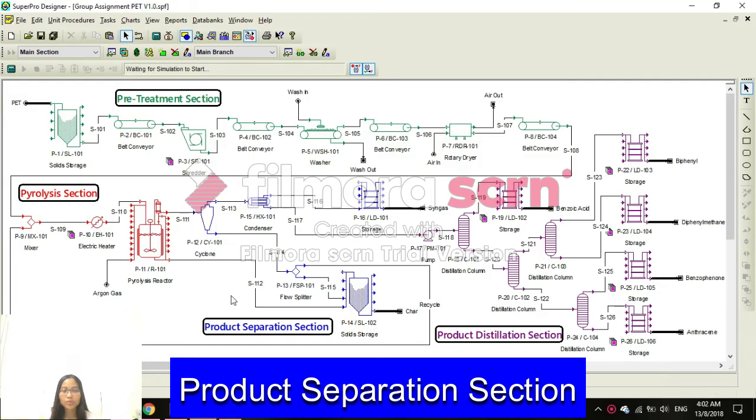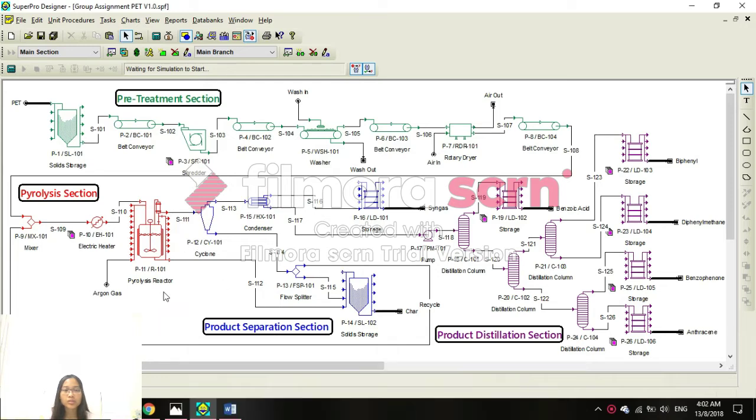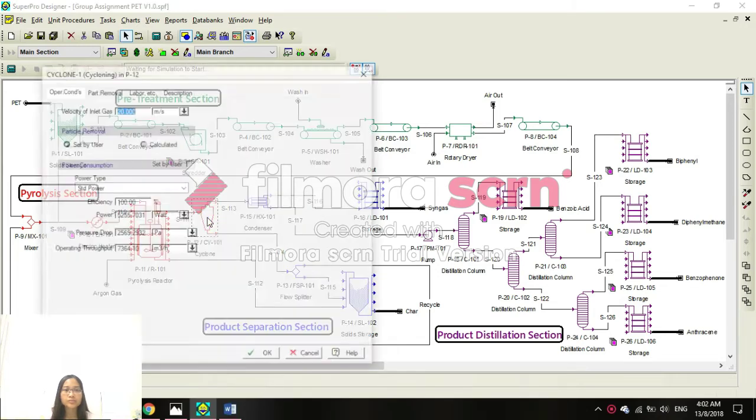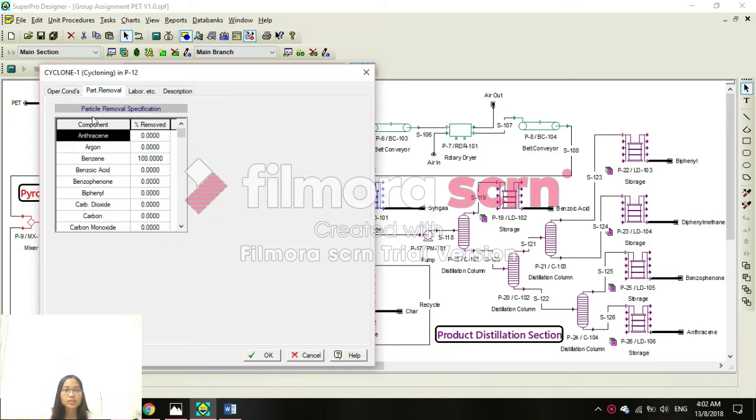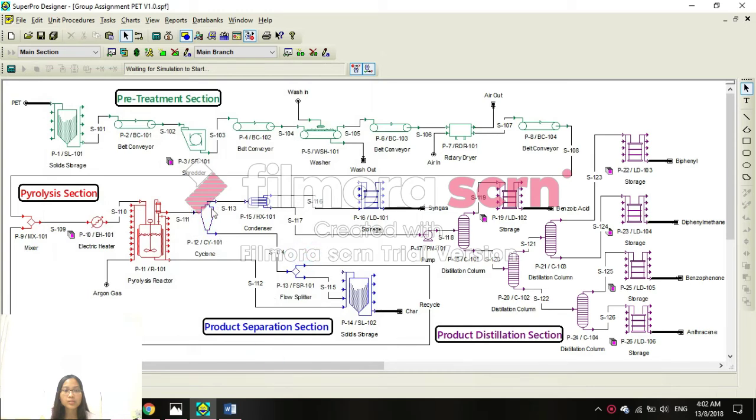I'm going to talk about the product separation section. First of all, link the top outlet of the pyrolysis reactor into the cyclone. In this cyclone, set the particle removal specification at 100% removal for the unpyrolyzed PET. The components of the unpyrolyzed PET are benzene, ethene, xylene, propane, and toluene.